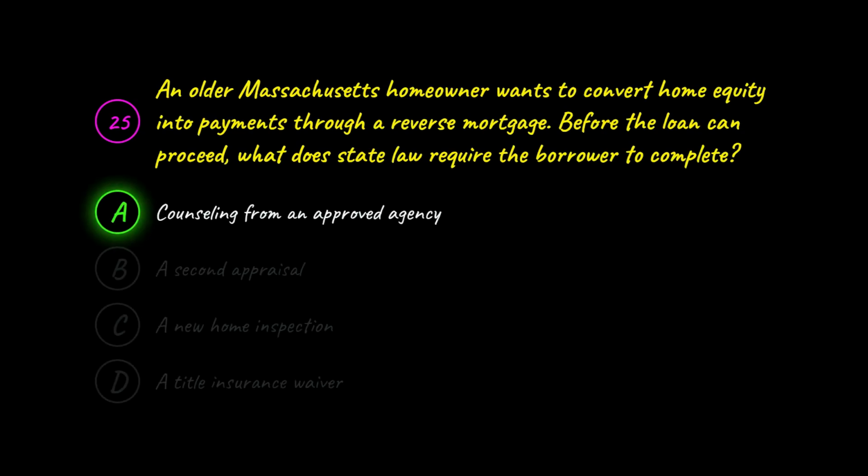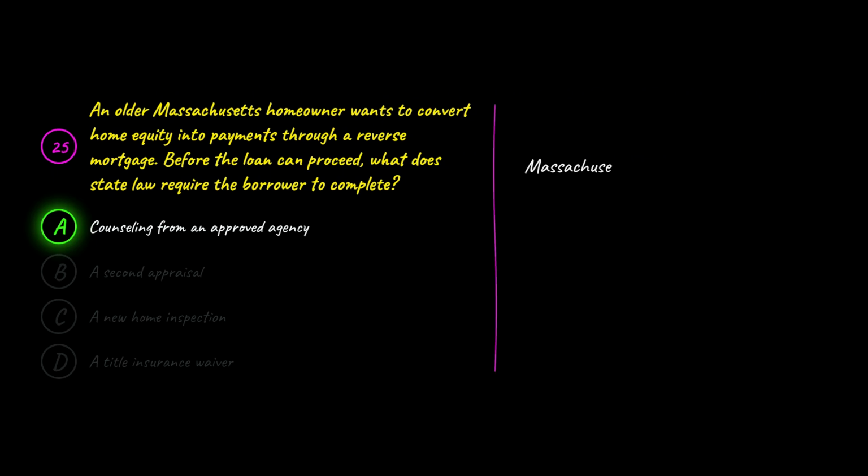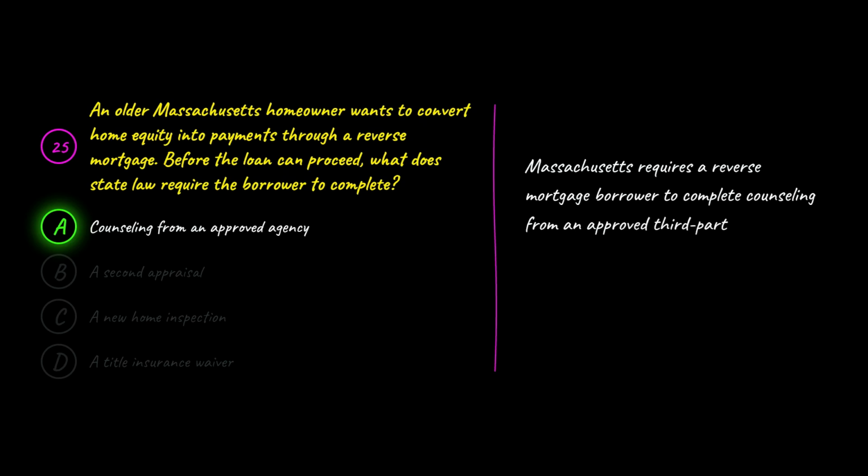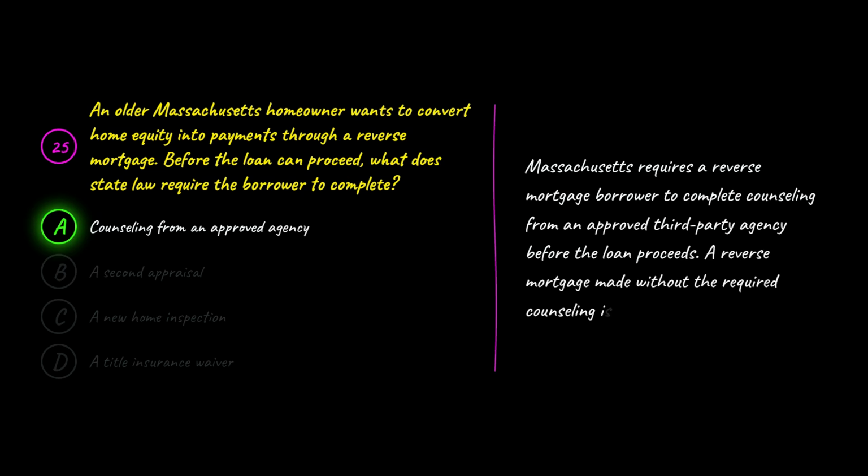The correct answer is A. Counseling from an approved agency. A is correct because Massachusetts requires a reverse mortgage borrower to complete counseling from an approved third-party agency before the loan proceeds. A reverse mortgage made without the required counseling is unenforceable, protecting older owners from misunderstanding the product.